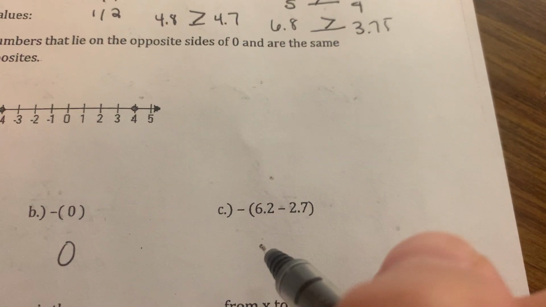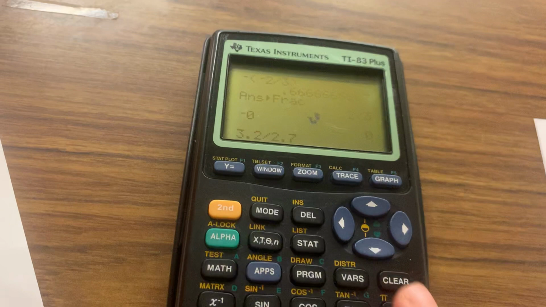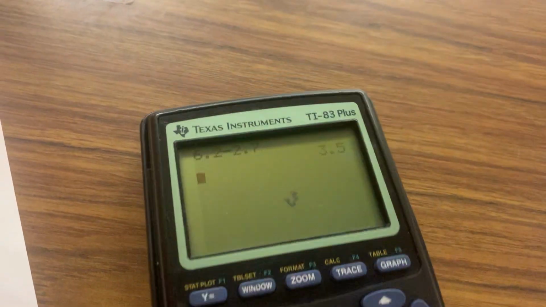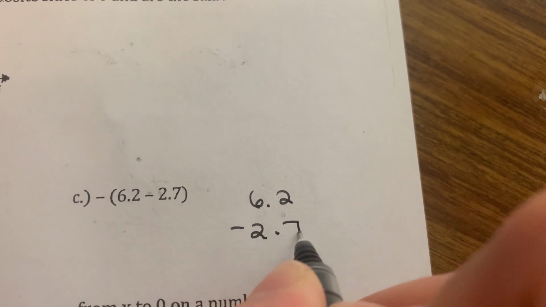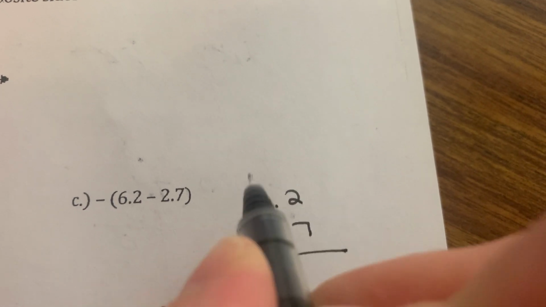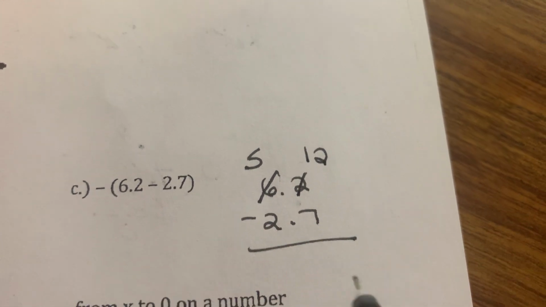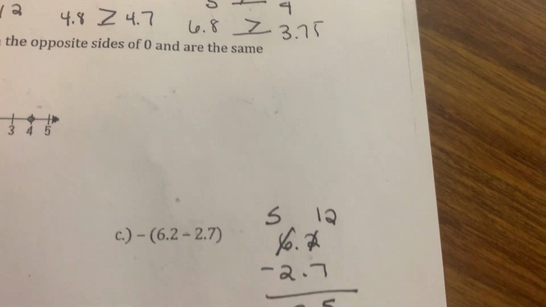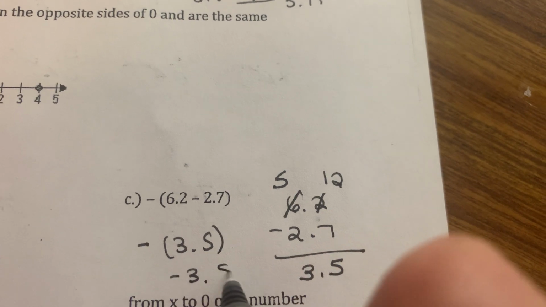All right. You have to subtract the 2 inside first. So you could say 6.2 minus 2.7, and you get 3.5, or you could just do it off to the side. 6.2 minus 2.7. 7 can't go from 2, so we cross this out and make it a 5. We borrow it, make it a 12. 12 minus 7 is 5. 5 minus 2 is 3. So it's a negative quantity 3.5, which is just negative 3.5.